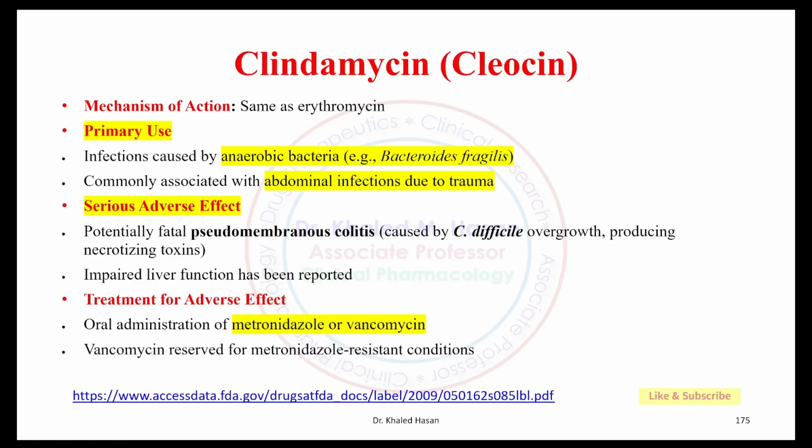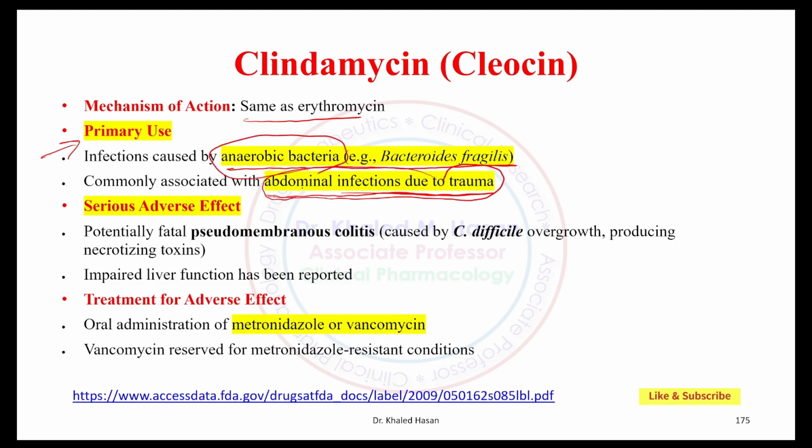Okay, next medication we have clindamycin. Its mechanism of action is very similar to erythromycin. The primary use of clindamycin is for anaerobic bacteria such as Bacteroides fragilis. It could be used for abdominal infections due to trauma. Normally we see patients who suffer from trauma and then abdominal infection, and the main bacteria will be anaerobic bacteria.